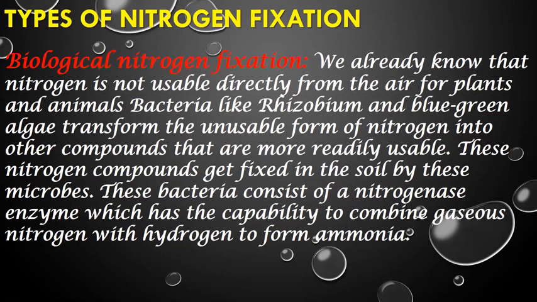Bacteria like Rhizobium and blue-green algae transform the unusable form of nitrogen into other compounds that are more readily usable by the plants. These nitrogen compounds get fixed in the soil by these microbes or microorganisms. These bacteria contain a typical type of enzyme called nitrogenase, which has the capability to combine gaseous nitrogen with hydrogen to form ammonia.